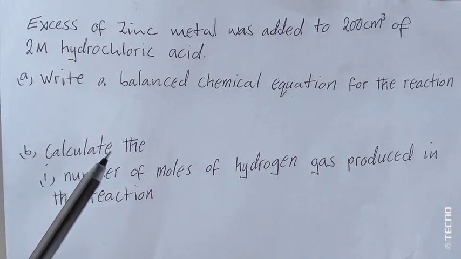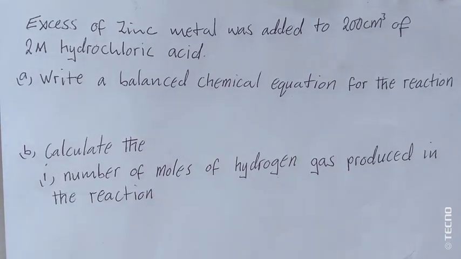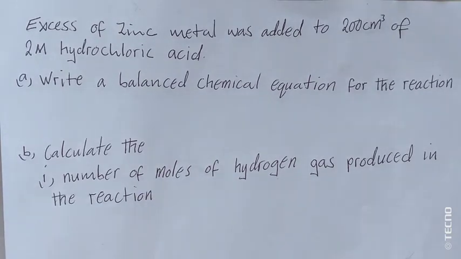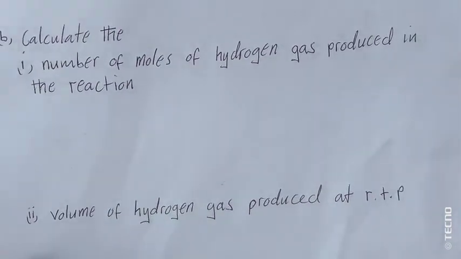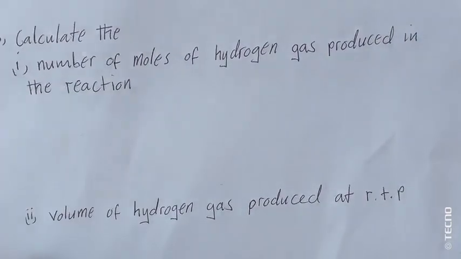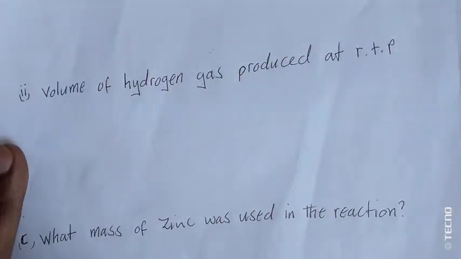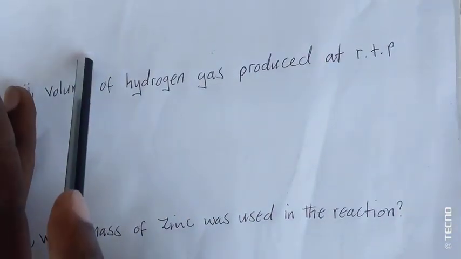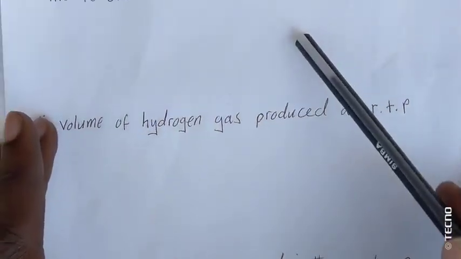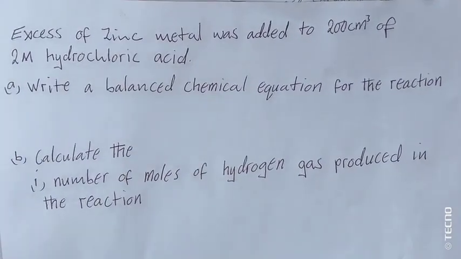Then B, calculate the number of moles of hydrogen gas produced in the reaction. Then we also have the volume of hydrogen gas produced at RTP, room temperature and pressure. Then what mass of zinc was used in the experiment. Okay, so now we'll start by answering the first question.